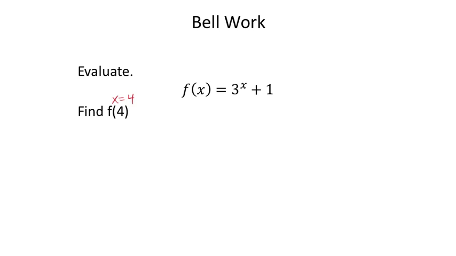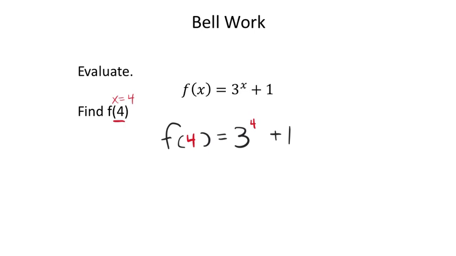Okay, so we're going to take that function, f of x, and rewrite it. F of x equals 3 to the power of x plus 1. But again, I'm going to take that x and replace it with 4, just like it tells us over here. That means all the x's in the function get replaced with 4. So that exponent of x gets replaced with a 4.